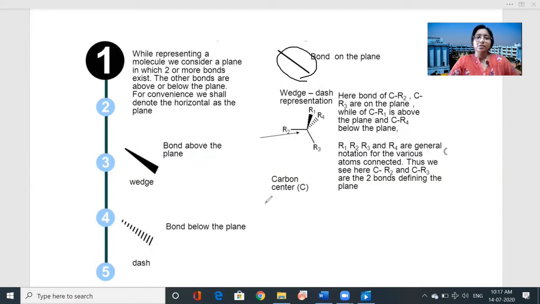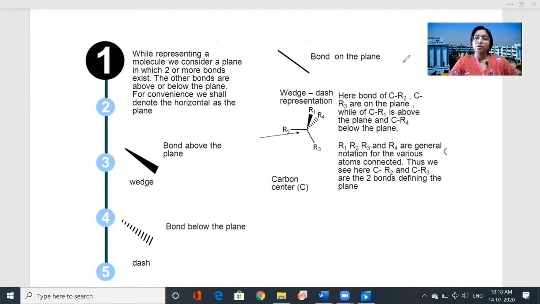Next is the wedge. That is the wedge, so it is a bond above the plane, or towards the viewer. That means if I am writing on the board, it is towards me. Next is the dash. This is called dash. Dash represents that it is below the plane or away from the viewer.